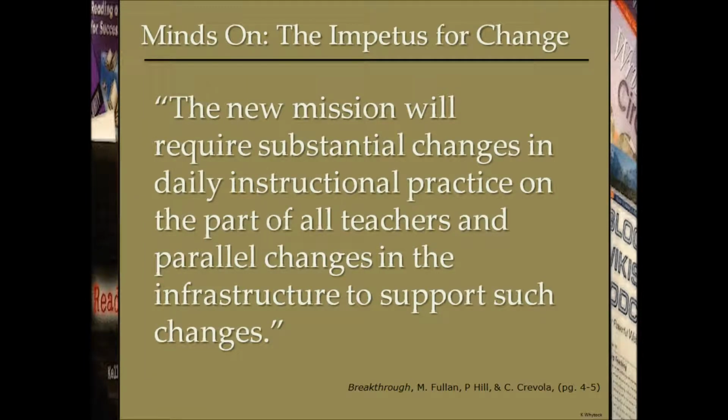The new mission requires substantial changes in daily instructional practice. We have to change as teachers. This comes from Fullan in the book Breakthrough. So that's the call. That's our call to get out there and do something.